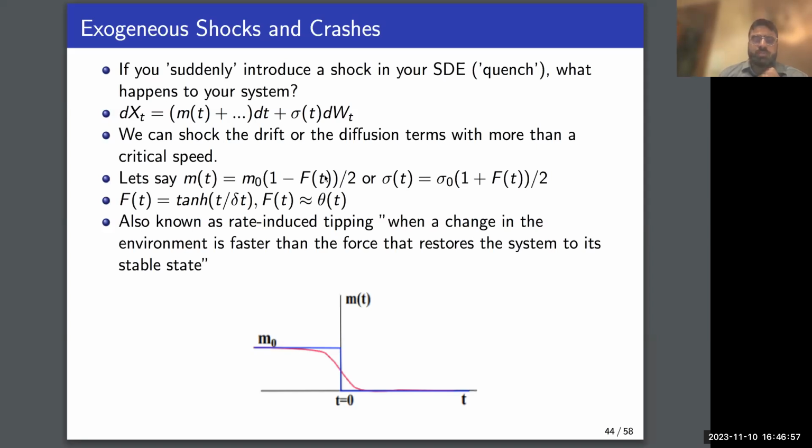You see this exogenous shock dynamics when the change in your environment is faster than the force that restores the system to its stable state. So there is a critical value of speed above which your shock can be essentially characterized as an exogenous shock. And this is where we started using the language of rate-induced tipping in the theory of dynamical systems as well.